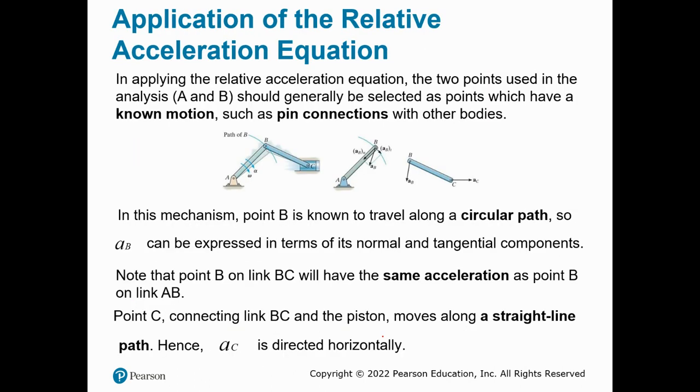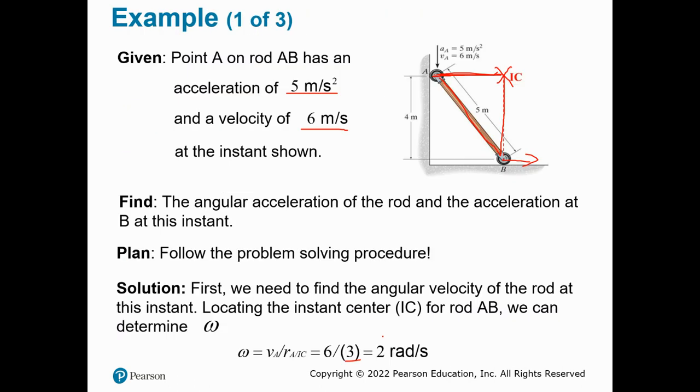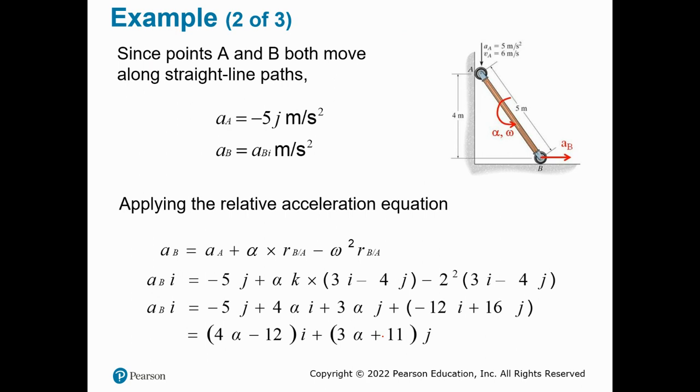All right, so keep going. Since A and B both move along a straight line, we know A comes down, AA is negative 5J meters per second squared. AB will be only in the horizontal direction, and it's ABI, right? We assume it's positive to the right. And then plug into our equation.